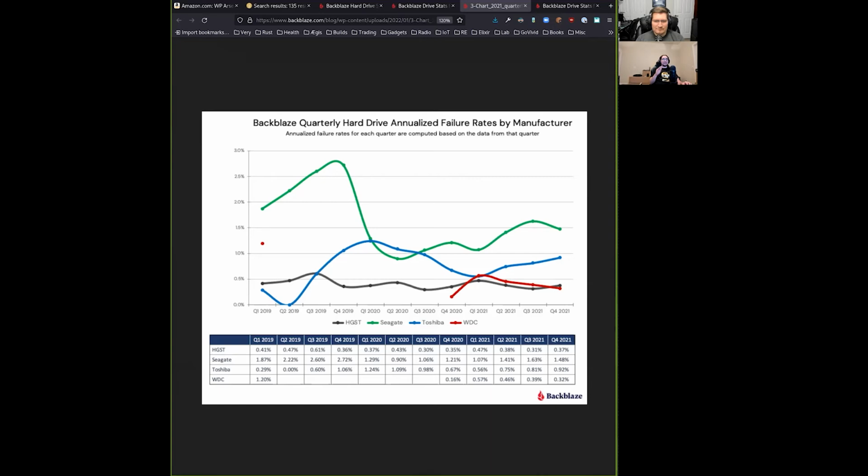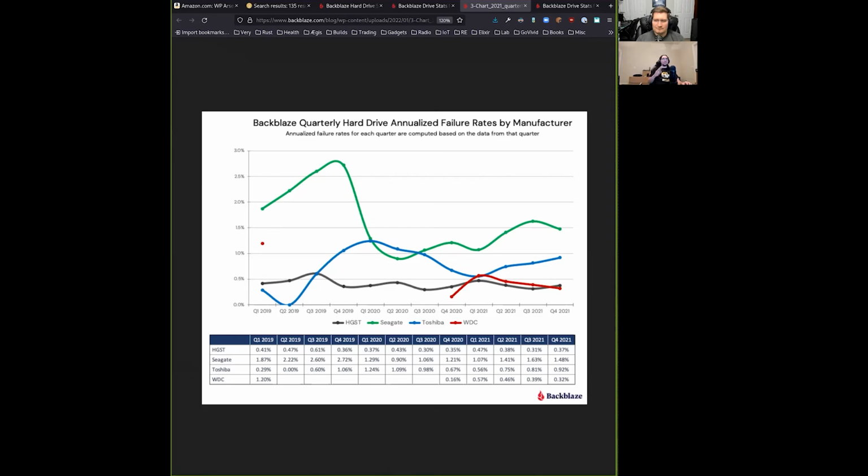They've been consistent since Q1 of 2019, but they're also the most expensive hard drive manufacturer out there by a magnitude of like $100, I think. And Seagate is the cheapest out of all three from what I've seen so far. But there's the higher risk factor when you're going Seagate.